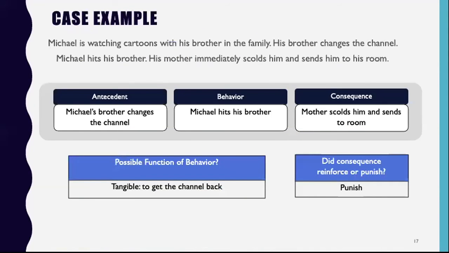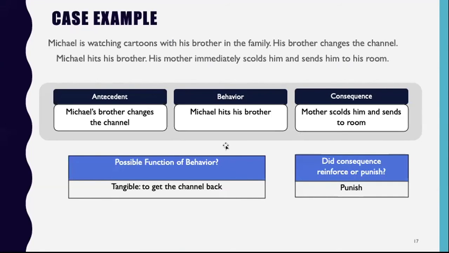Here's a case example that we can sort of analyze. Michael is watching cartoons with his brother in the family room. His brother changes the channel. Michael hits his brother. His mother immediately scolds him and sends him to his room. So you can see the antecedent is that the brother changes the channel on the TV. Michael then hits his brother, but mom scolds him and sends him to his room.